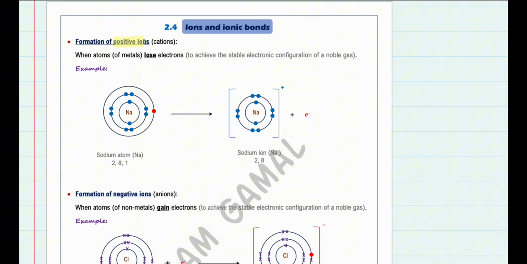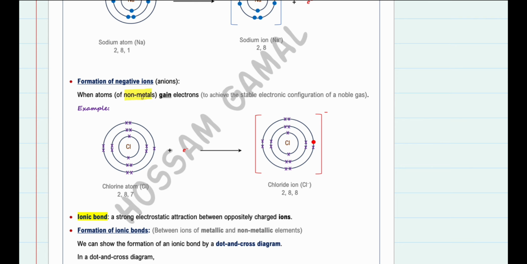To form positive ions or cations, atoms have to lose electrons. And the reason behind that is they need to reach the stable electronic configuration of a noble gas. So that's why they tend to lose or gain electrons. In the case of metals, they lose electrons and form positive ions or cations. As an example, sodium has one outer electron. Non-metals, on the other hand, tend to form negative ions or anions because they gain electrons. And once again, they need to achieve this stable electronic configuration of a noble gas.